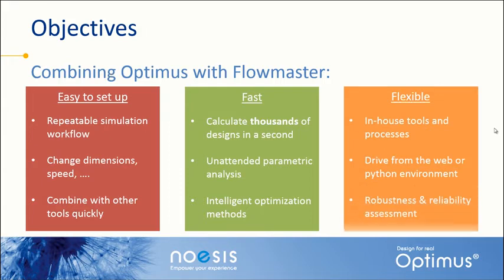And ultimately, when you combine Optimus with Flowmaster, you end up with a very flexible method. You can include in-house tools and processes. You can drive the entire workflow from the web or a Python environment. And you also have the ability to conduct robustness and reliability assessments.